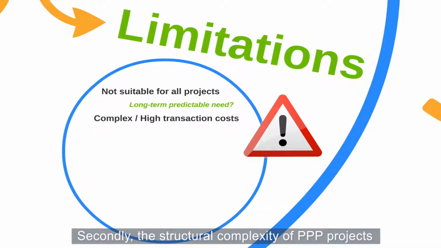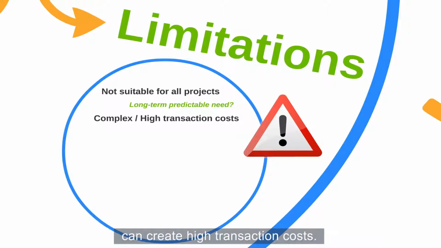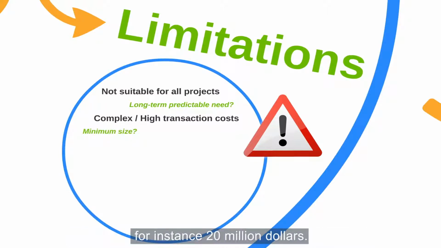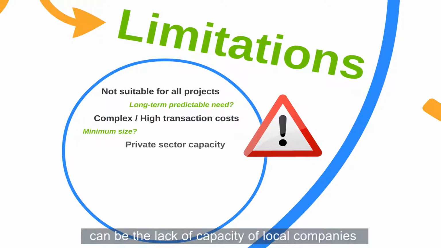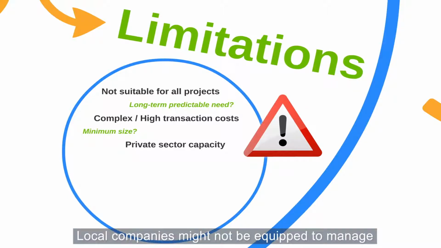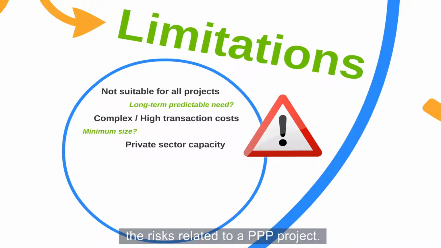Secondly, the structural complexity of PPP projects can create high transaction costs. The project must be big enough to justify such increased procurement costs. With this in mind, some countries only consider the PPP model for projects with a budget above a certain threshold, for instance, $20 million. Another limitation of the PPP approach can be the lack of capacity of local companies to deliver this type of project. Local companies might not be equipped to manage the risk related to a PPP project.